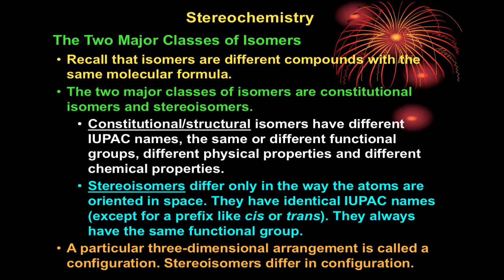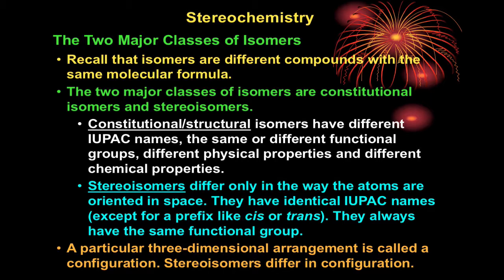Stereoisomers, however, differ only in the way the atoms are oriented in space. They will have identical IUPAC names with the exception of prefixes like cis or trans or R and S, which you all probably learned about in lab the other day, right? And we'll learn more about it in class on Monday, okay? They always have the same functional group. If you see two molecules that have different functional groups, they cannot be stereoisomers by definition. Okay, it's an easy way to determine. Do they have the same functional group? Yes.